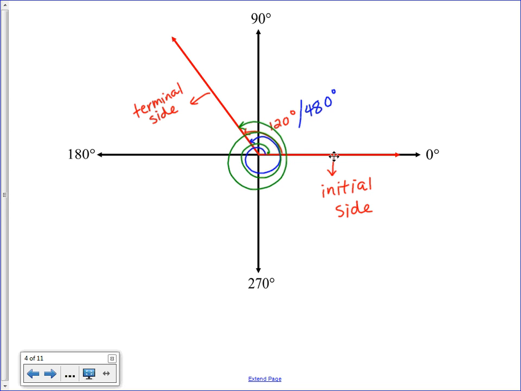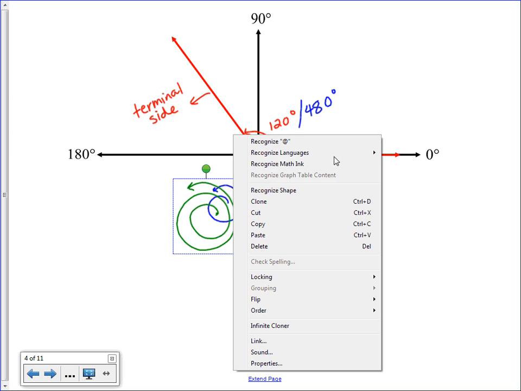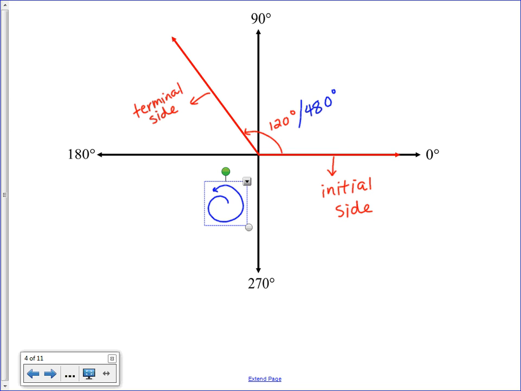So though it's not conventional, you don't need to draw these little spirals that I keep drawing. Sometimes it is nice to show them. And when you do this on your homework, I'm going to want you to show it so that I know you know how many times you went around the circle before you ended up at your terminal side. So if I ask you to draw me a 480-degree angle, it's going to look like this, but I'm going to want to see that spiral so I know you went all the way around the circle.